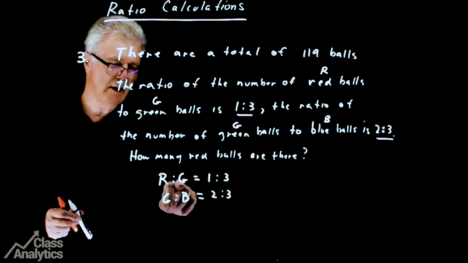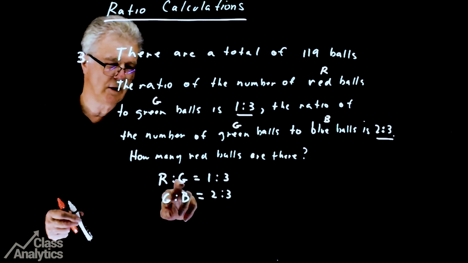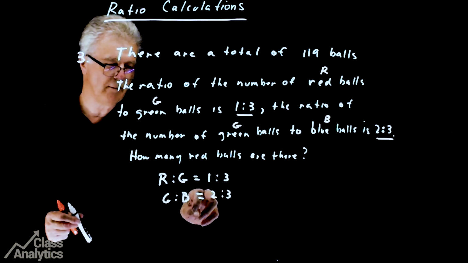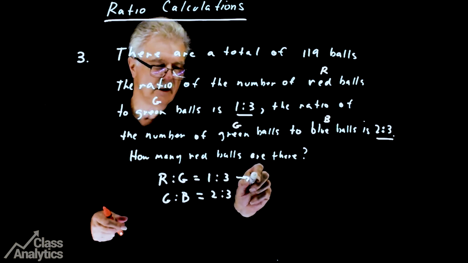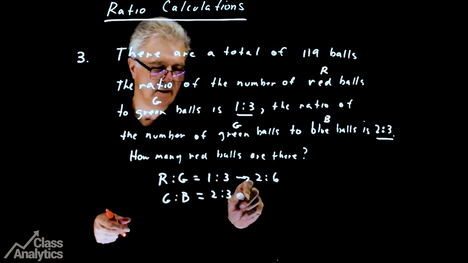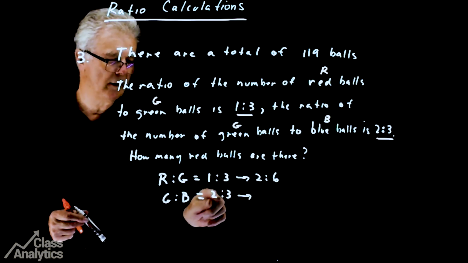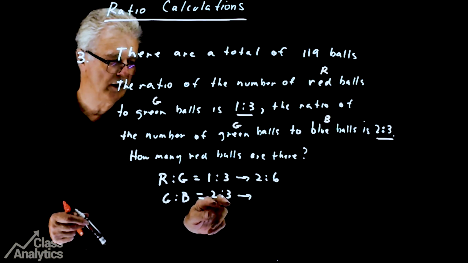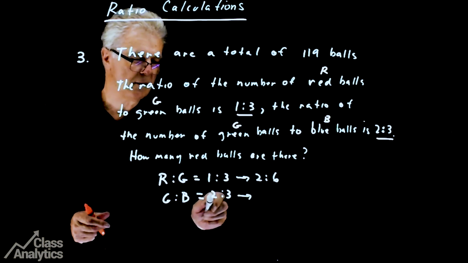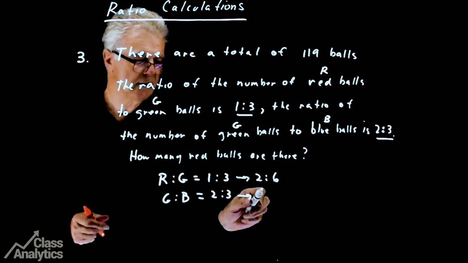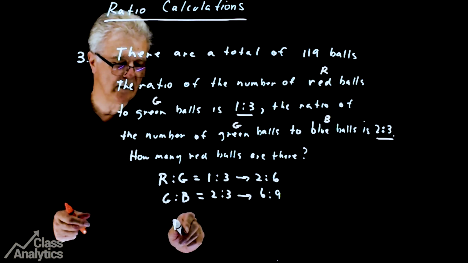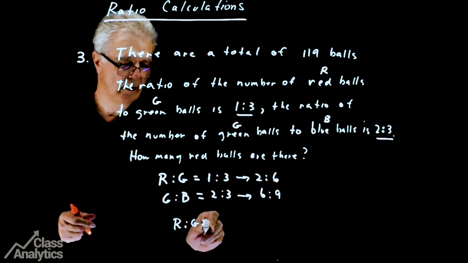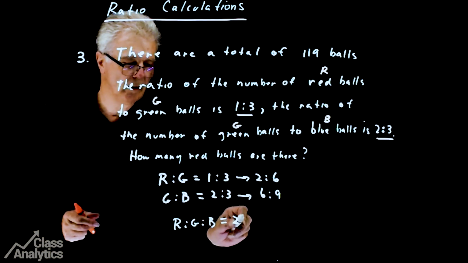So notice there's the green here and the green there. So what I'm going to do is make these numbers the same. Now to do that, I'm going to multiply this ratio here by 2 first. So that then becomes 2 to 6. And to match this one up with that one, I'm going to multiply both these by 3, because you're not changing the ratio. So when I multiply that by 3, it becomes 6. And I multiply that by 3, I get 9. So now I can safely say that the red to the green to the blue is equal to 2 to 6 to 9.